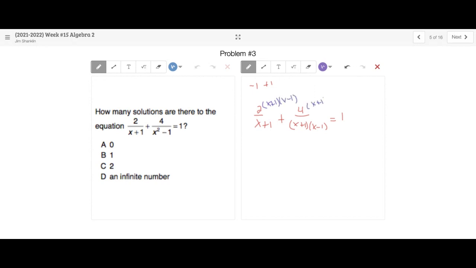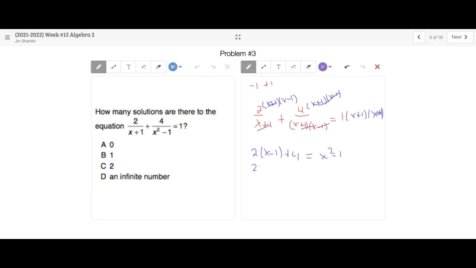And as I said, some kids are going to say, Mr. Shanklin, I don't need to do that. I can just cross things off. And yeah, you probably could. Nope, that's an x minus 1. So here, the x plus 1 crosses off. So I'm left with 2 times x minus 1 plus, both those cross off, so I'm just left with a 4 is equal to x plus 1, x minus 1, which I'm just going to rewrite as x squared minus 1.